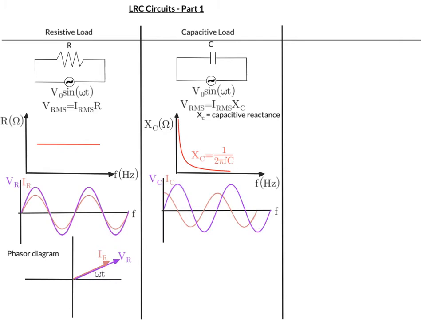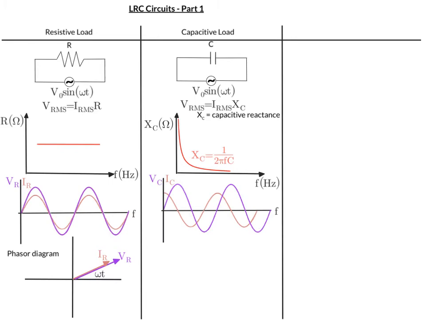Now, since the capacitor behaves differently, it has some sort of reaction to the alternating current, to the frequency of the current, then there is a phase difference between the current and the voltage across the capacitor. So how does this work?